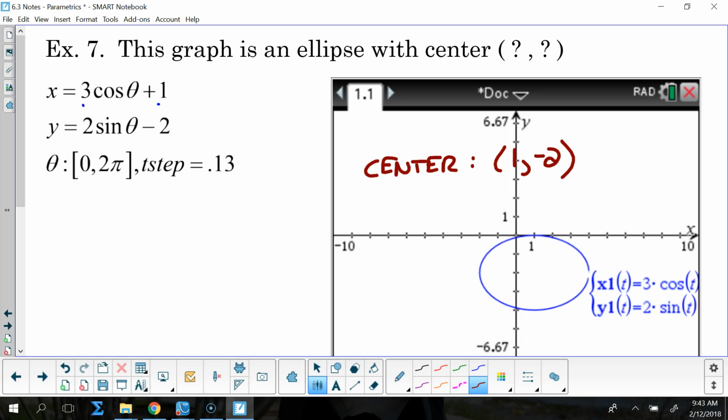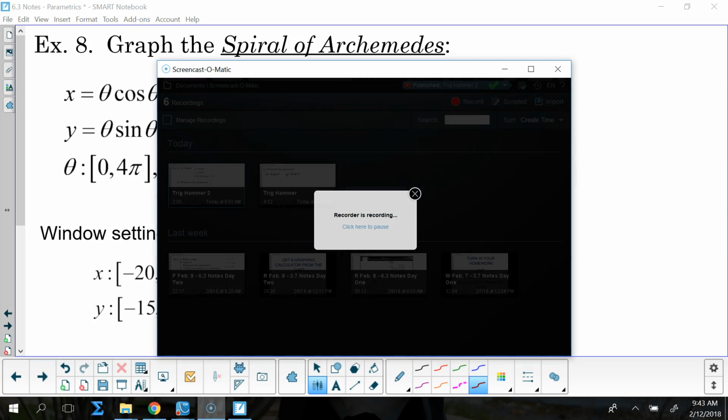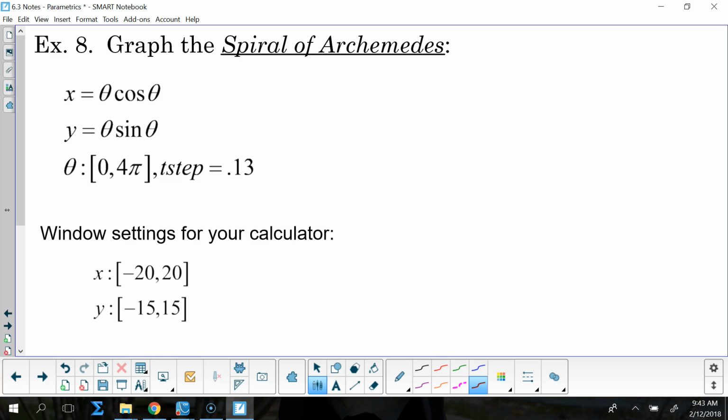Now, what I would like to do is get into some cool graphs, some cool parametric functions. The next part is, I'm going to give you time to type it in your calculator. While you're typing it in there, I'm going to type it in up here, and we'll see what we get. Here's the first one. Recorder is recording. Good. So there it is, my first one.